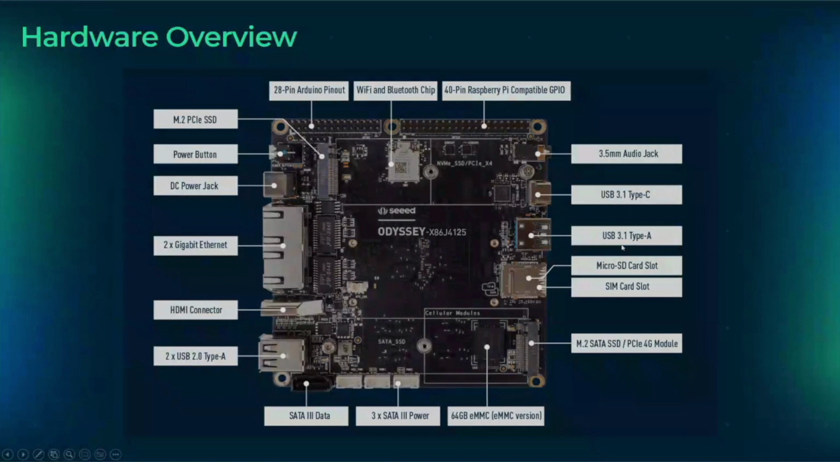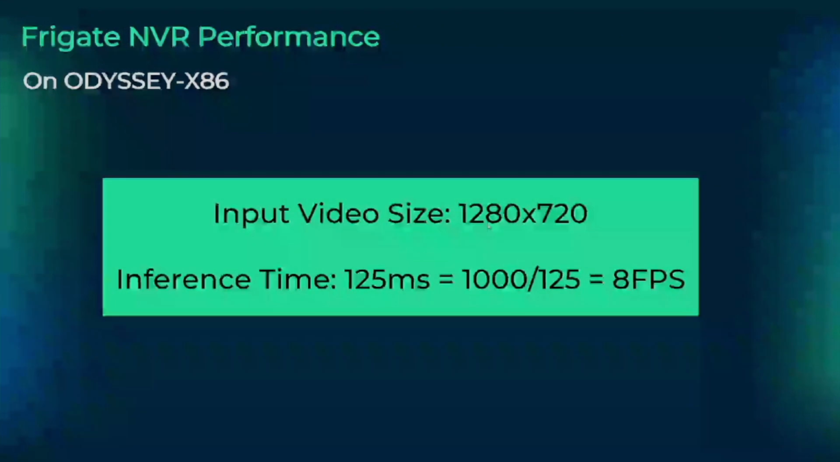And the Intel UHD graphics, it has a GPU, but most of the AI models are not optimized to run on this kind of hardware. So how can we solve this?